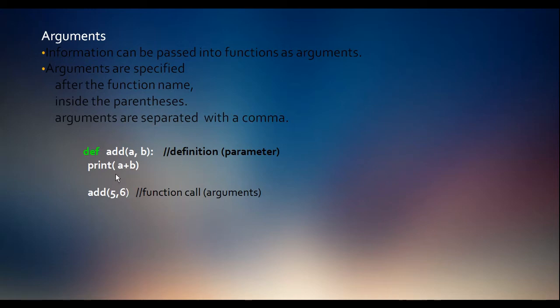Arguments are specified after the function name inside the parentheses and they are separated with commas. Here I have a simple example, add. The function is defined using the def keyword followed by the function name. Here it is taking two values that are called parameters, and since this function is add, I am just adding up the two values. While the function is called, we are passing the values, so those values are called arguments. The arguments are specified after the function name inside the parentheses and the values are separated using commas.